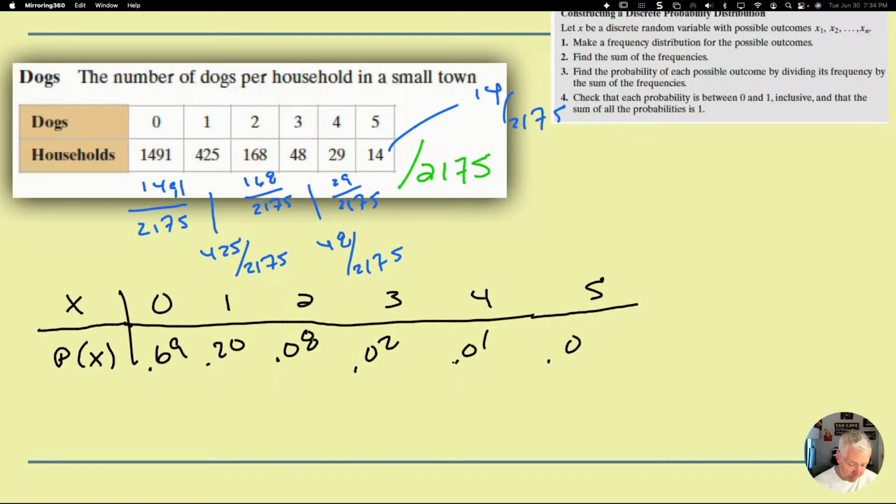So when I add these up, 0.69 plus 0.2 plus 0.08, you can do it in your head, plus 0.02, 0.01 plus 0.01, I get 1.01. So the sum of my probabilities is equal to 1.01, and I'm okay with that because I know I rounded, so I know it's going to be off a little bit, and that's not tremendously off. So I'm good with that.